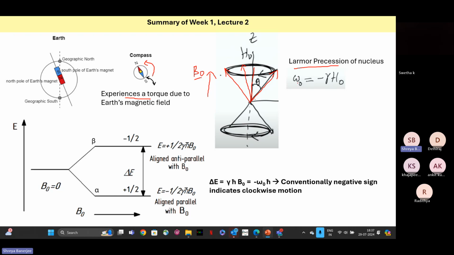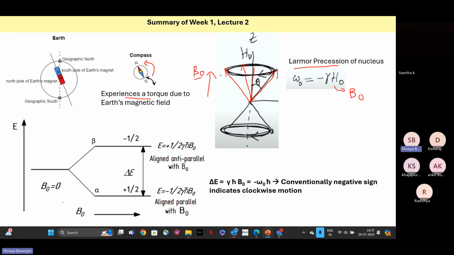And the frequency of this spin, so whenever you have a spinning motion, you have a frequency. The frequency of this Larmor precession, denoted by omega 0, is represented by minus gamma H naught. H naught is basically B naught, that is the applied magnetic field. And gamma, as we have already seen, is the gyromagnetic ratio.